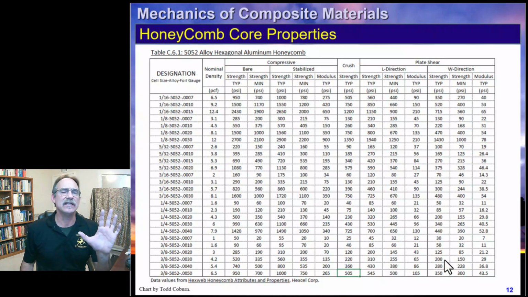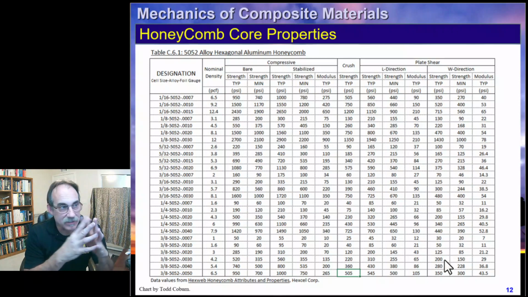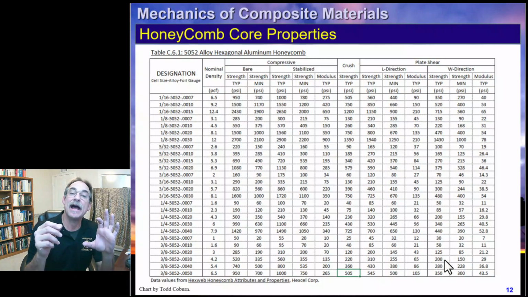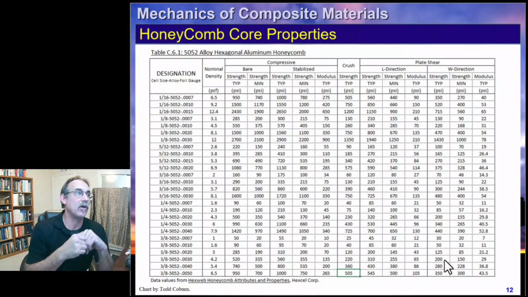Here's just a little glimpse at some of the properties. You'll find a few more materials in the appendix of the handbook, Appendix C, where we're going to look at, have some properties that we can play with. Here are some common aluminum honeycomb materials. This is given by cell size and by material and by foil thickness. Sometimes it's called out by density, sometimes by foil thickness.